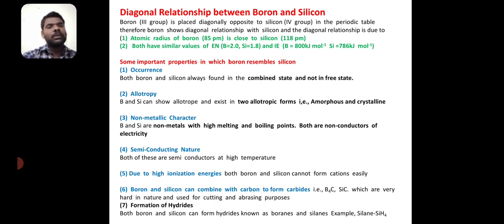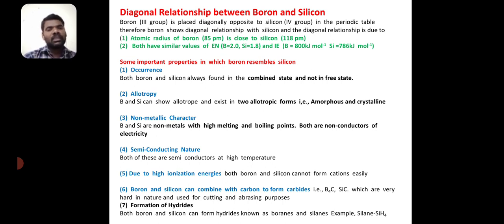Some important properties in which boron resembles silicon: Occurrence. Boron and silicon are always found in the combined state. The second point is allotropy. Boron and silicon are allotropic. There are two allotropic forms, that is amorphous and crystalline. The third one is the non-metallic character. Boron and silicon are non-metals with high melting and boiling points. Both are non-conductors of electricity. The fourth one is the semiconducting nature. Boron and silicon are semiconductors at high temperature.